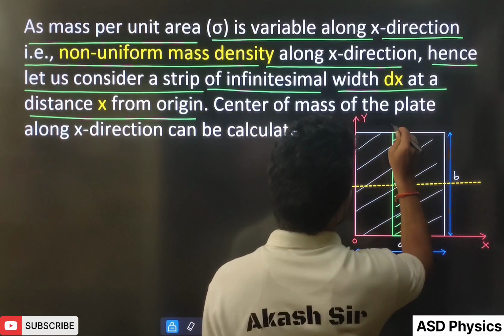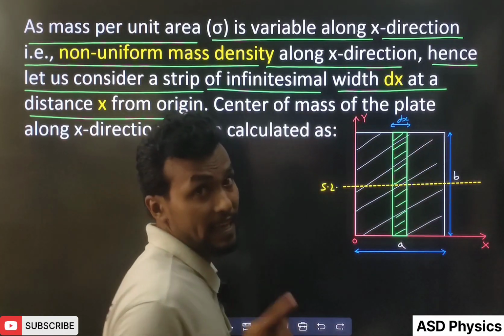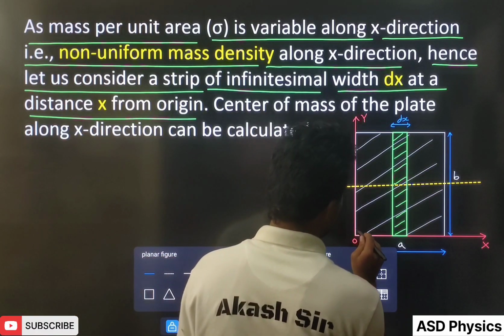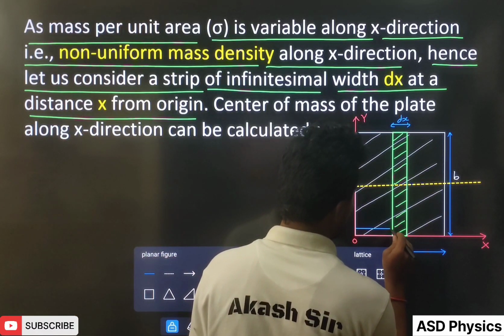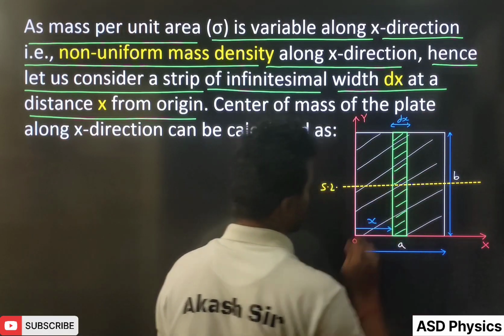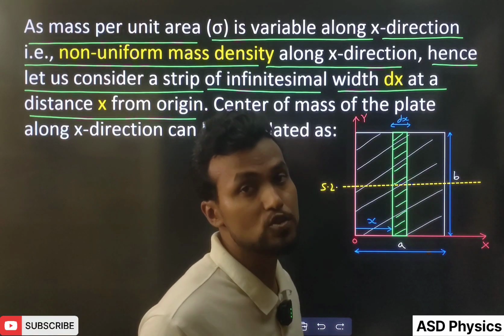So see this one here. This strip has thickness dx. And how much distance? This is at a distance of x from here. I will draw it like this. How much distance is there from the origin? x distance is there. So here we are going to use the continuous mass distribution way to calculate the center of mass.